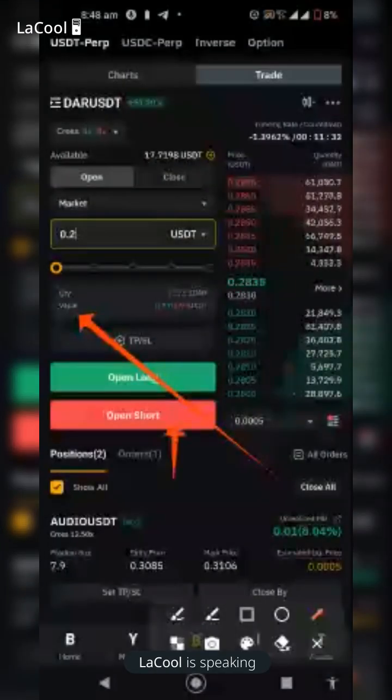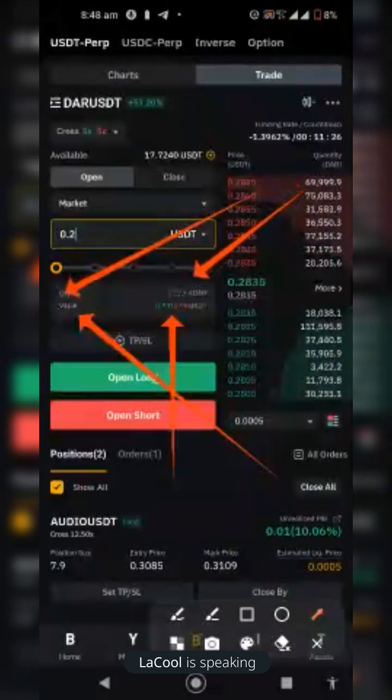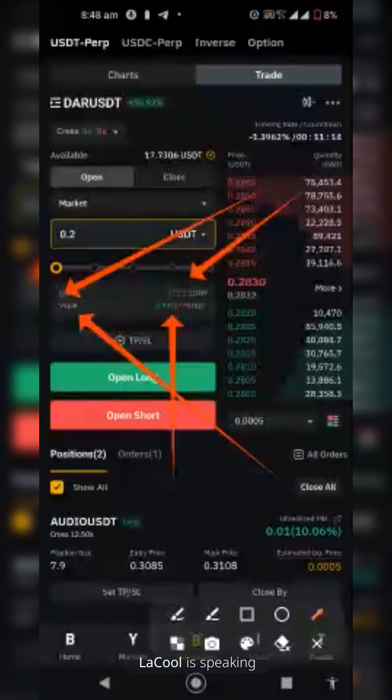This is the value. This is it. Now this up here is a quantity, and this is a quantity. The quantity of 0.2 dollars of that is 3.5. I hope you understand what I'm saying. And the value is 0.99.